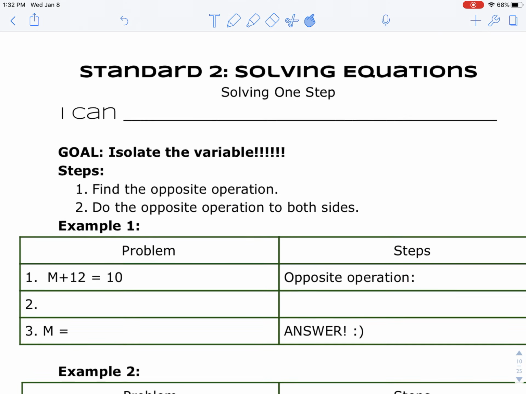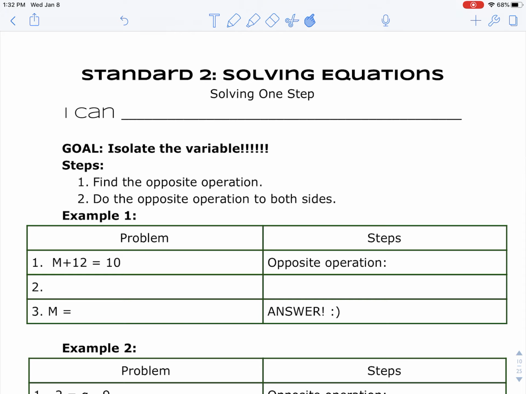Okay guys, so today we are going to solve equations. We're only going to really look at one-step equations. So we can fill this I can statement in. I can solve a one-step equation.